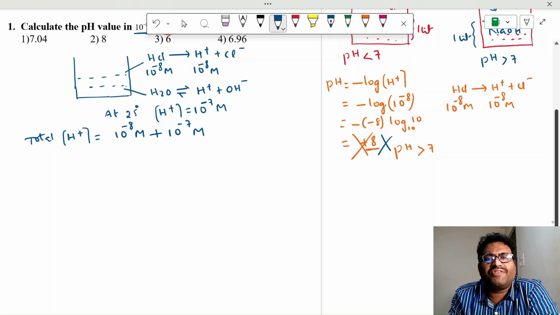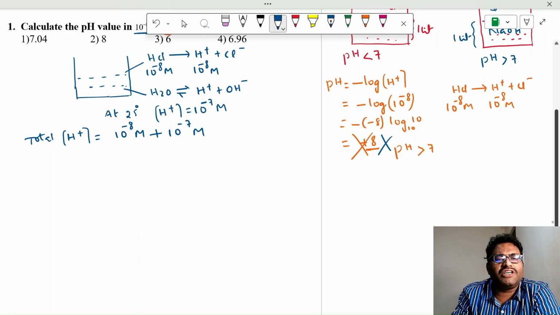We don't always take the contribution from water. When it is comparable with the concentration of H plus, then we take it. Let us see that also. That is equal to, now this I can write as 10 power minus 8.